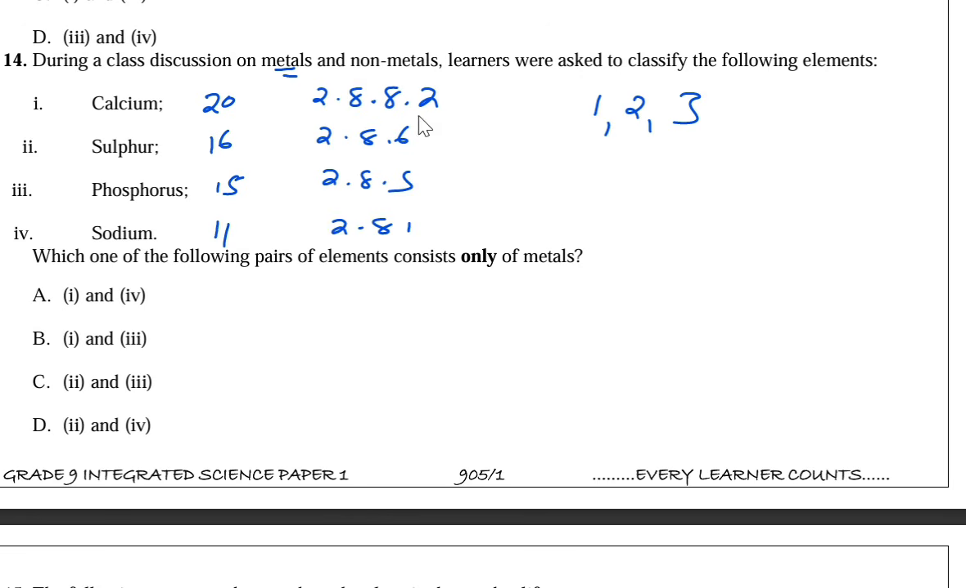So you can see calcium is a metal because in the outermost energy level, it has 2 electrons, and also sodium, it is a metal because it has 1 electron in the outermost energy level. And therefore these are nonmetals. And therefore the correct option is the one which has Roman 1 and Roman 4. Roman 1, which is option A. So Roman 1 and Roman 4 contains only metals, that is calcium and sodium.